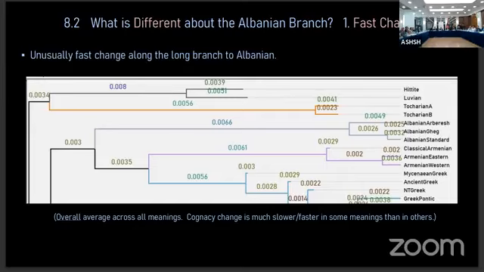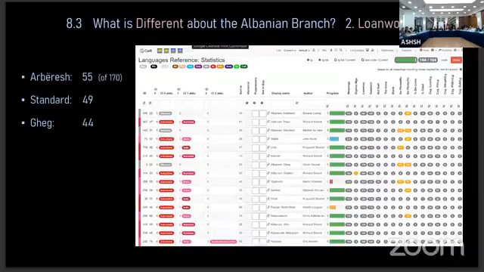And it's not how the thing is calculated. It's just, as you can see, the rates vary massively. So it's not using this to work out its dates. It's using its date estimates to try to assess how fast things are changing. So Albanian is changing fast. And the other thing it's doing is borrowing lots.